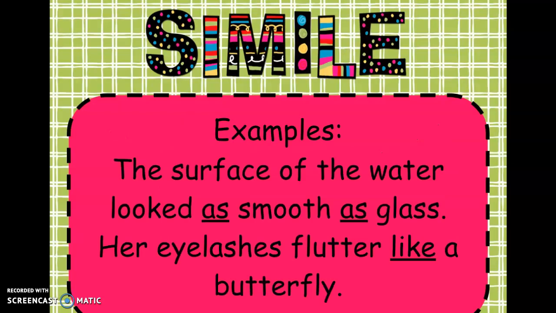So some examples. The surface of the water looked as smooth as glass. So not to be confused with a metaphor, I'm not saying the water is glass. I'm saying the water looked as smooth as glass. Her eyelashes flutter like a butterfly. Once again, not to be confused, I'm not saying her eyelashes are a butterfly. I'm saying they flutter like a butterfly. So notice a simile uses the words as and the words like.